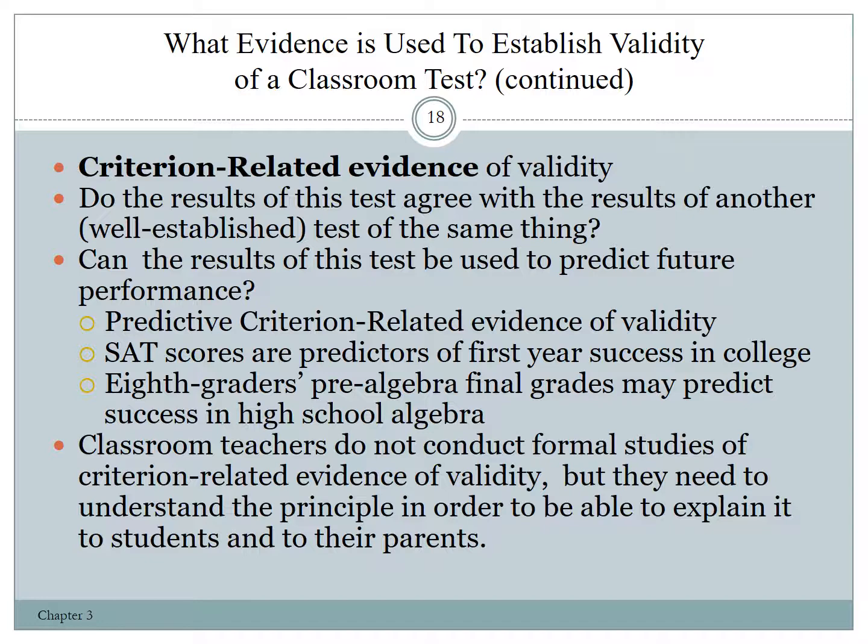So for example, SAT scores are well-known predictors of first-year success in college. Because of that, high SAT scores, high success in college. This is why colleges like to see SATs, because it can tell them which students are going to do well in college. This is criterion-related evidence of validity.